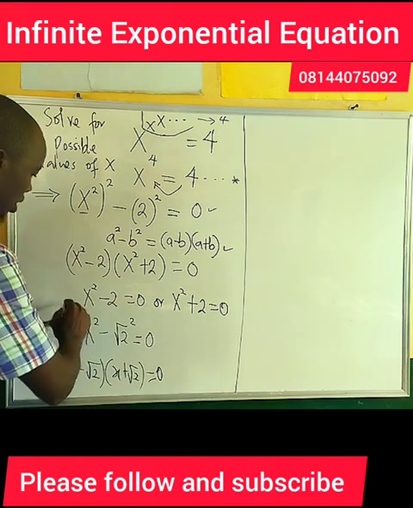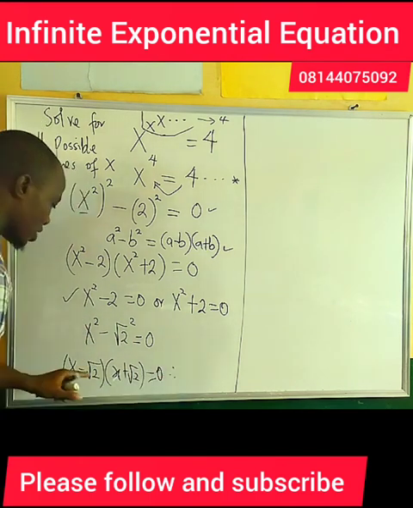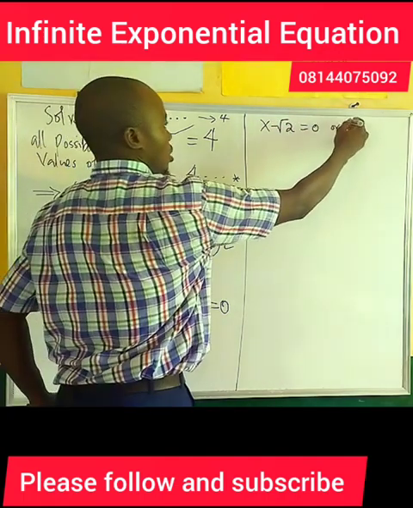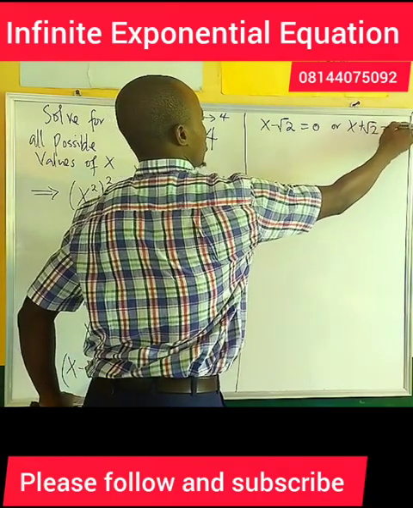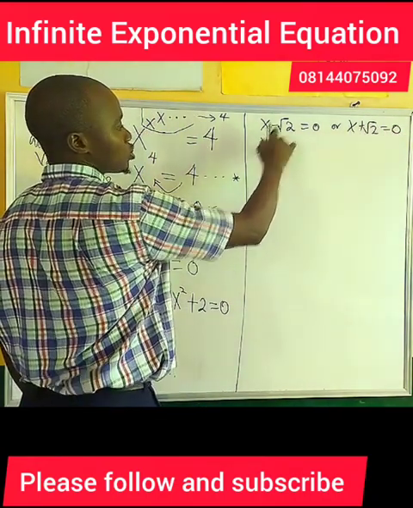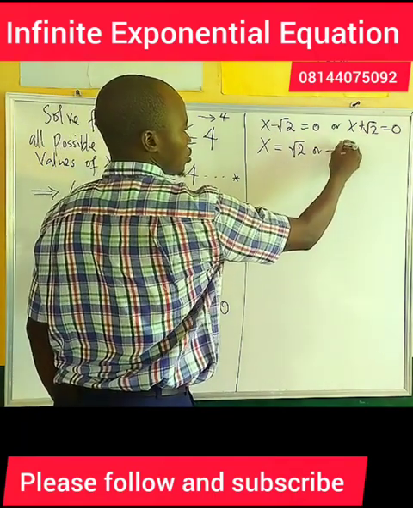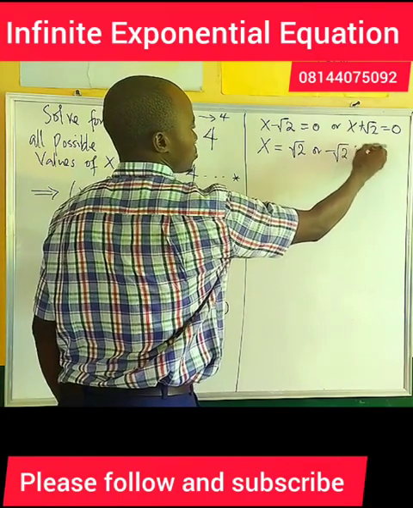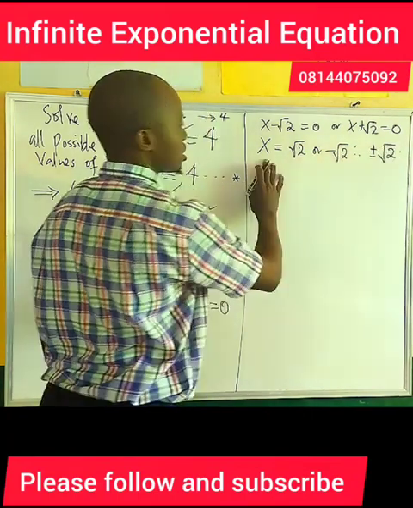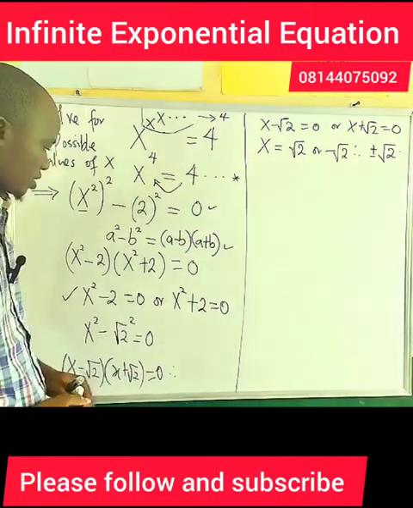Don't forget that we are considering the first factor. So x minus root 2 is 0, or x plus root 2 equals 0. If this goes to the other side, we have x equals root 2, or x equals minus root 2. Which implies that we have plus or minus root 2. That is the first possible solutions of x.